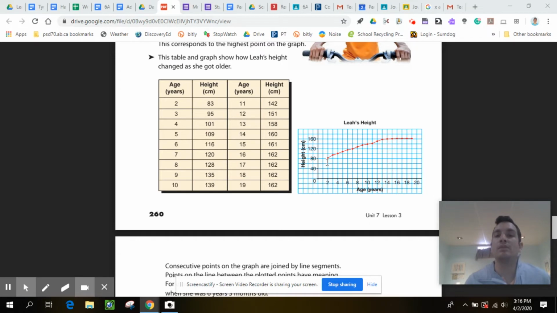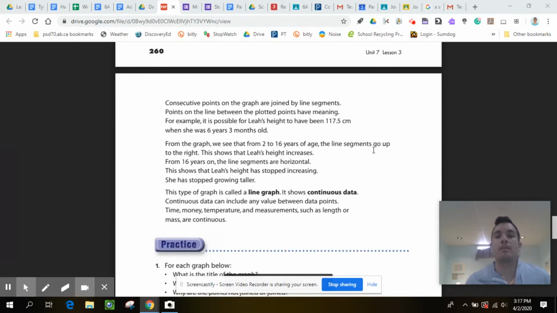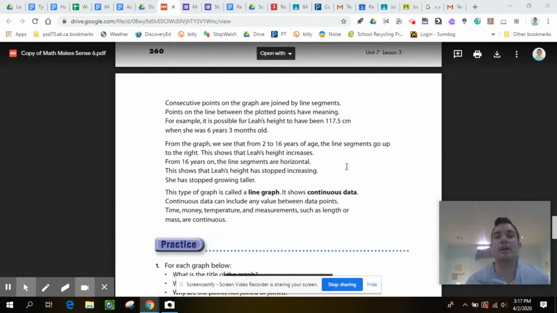Okay. Now the reason that this line would be connected here is because she doesn't just all of a sudden go from that height of 82 centimeters to 98 centimeters, right? It's a continuous growth over time. And so we put a line there to show that there is value in between those points. It doesn't just jump from one number to the next over time. So yeah, we call that continuous data. It's a line graph or a dotted line graph.